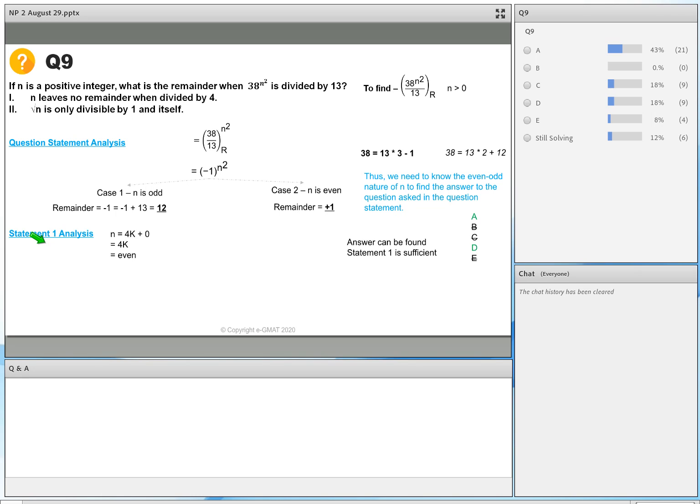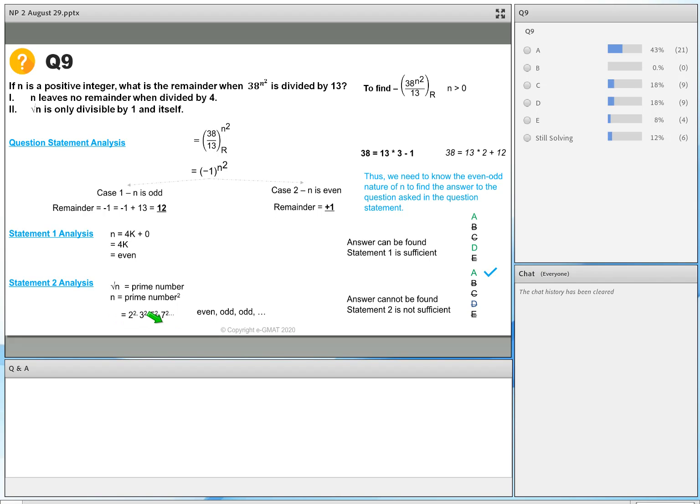So people who've marked C and E, 26% of you missed this part. Understand what happened here. Why could you not do this? Statement 2 says that square root of n is divisible by 1 and itself only. What is a number which is divisible only by 1 and itself? It's a prime number. So square root of n is a prime number, which means n is the square of a prime number. Now that could be 2 squared, 3 squared, 5 squared, anything. If it's 2 squared, it would be even. In every other case, it'll be odd.